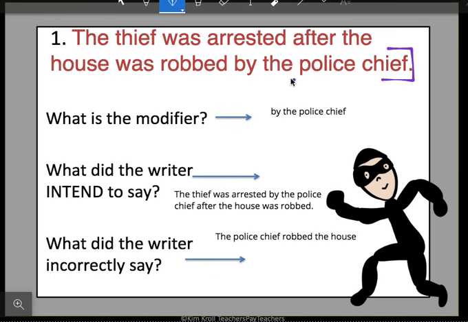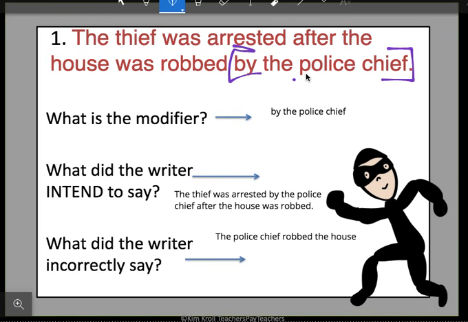All right, our next example. The thief was arrested after the house was robbed by the police chief. By the police chief is my modifier. It's my unnecessary description. So by the police chief is my modifier. What did they intend to say? Well, they intended to say that the thief was arrested by the police chief after the house was robbed.